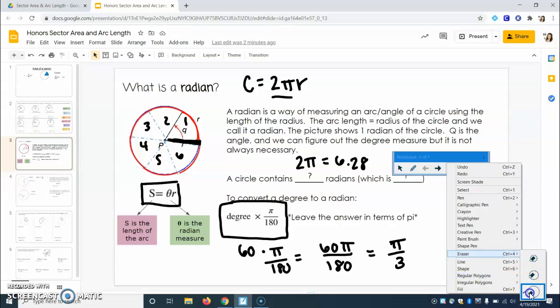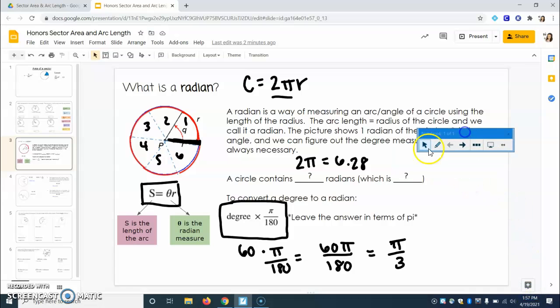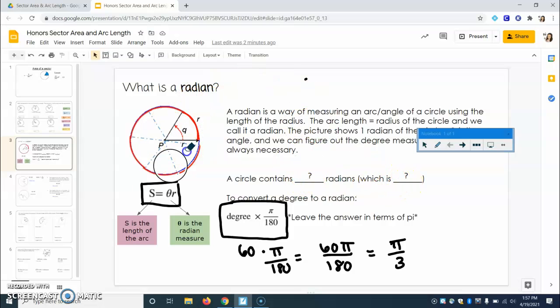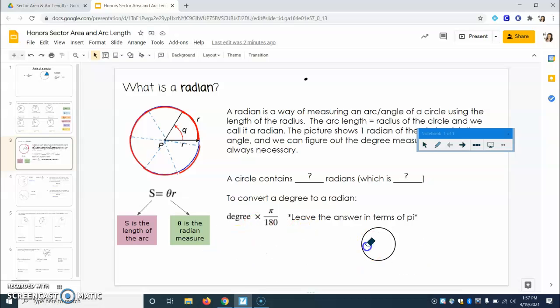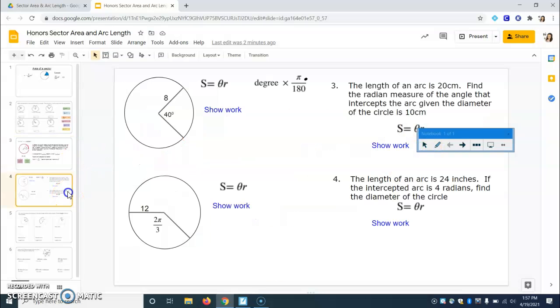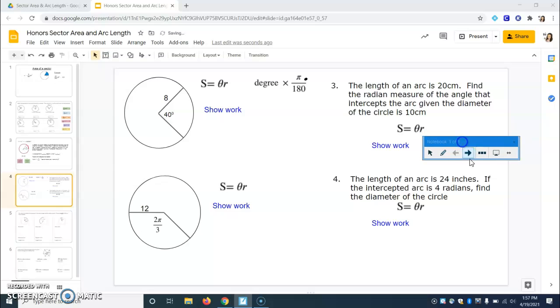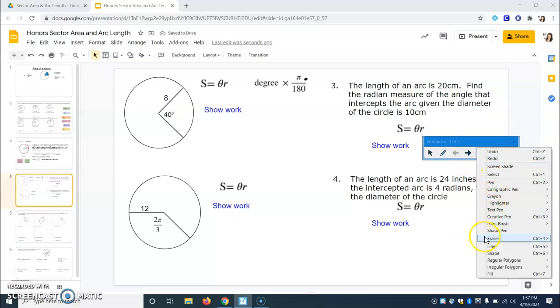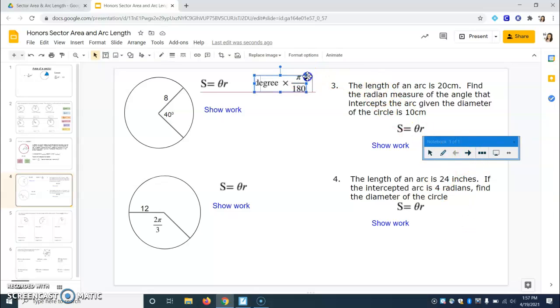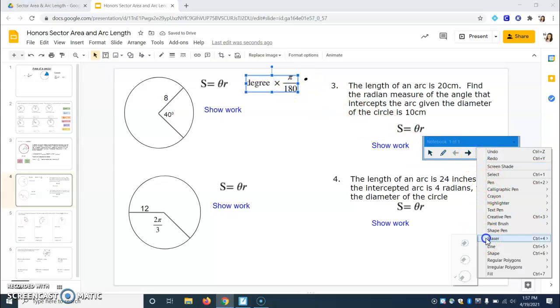All right, so to fill in those blanks, a circle contains 2 pi radians, which is also 360 degrees. All right, so this is pretty straightforward. These are just those formulas. I'm trying to erase that dot. Sorry, guys.